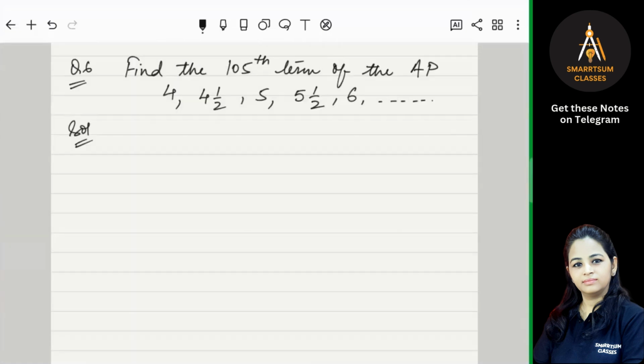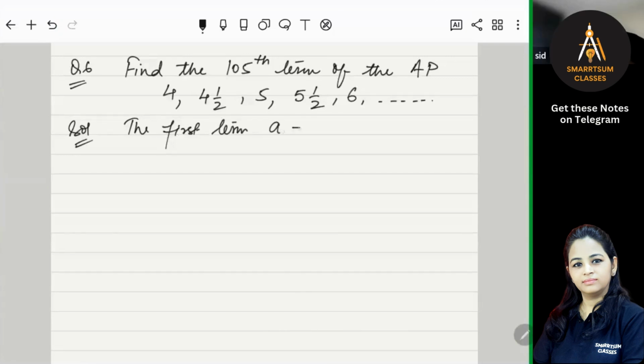Question number 6, we have to find the 105th term of the given AP series, right? So 4, 4 1 by 2, 5, 5 1 by 2, 6. This is the AP, arithmetic progression. Now we have to find the 105th term. So what is the first term? What is the first term of the AP? It is 4, right.